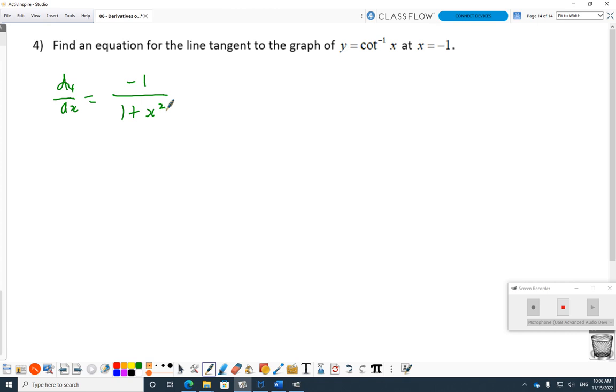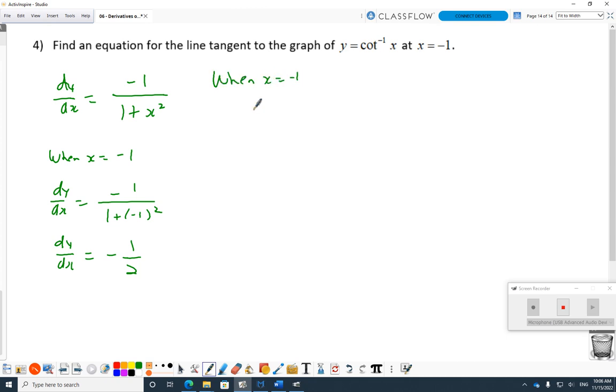Oh, that was an easy derivative, comparatively speaking, because this didn't have an inside. So when x equals negative 1, dy by dx equals negative 1 over 1 plus negative 1 squared. So dy by dx equals negative 1/2. And it seems like our troubles are over because I've got the derivative, the m I need for my slope of the tangent, but I need my y value. And this might cause you just a little bit of heartache. Cotan inverse of negative 1? Oh no. Do I know how to do cotangent inverse of negative 1?